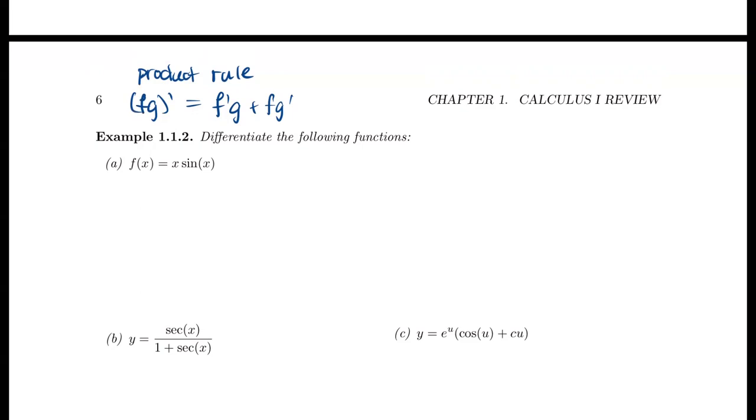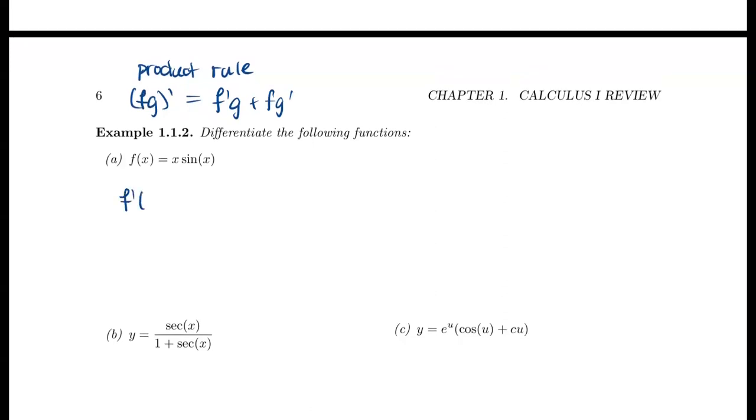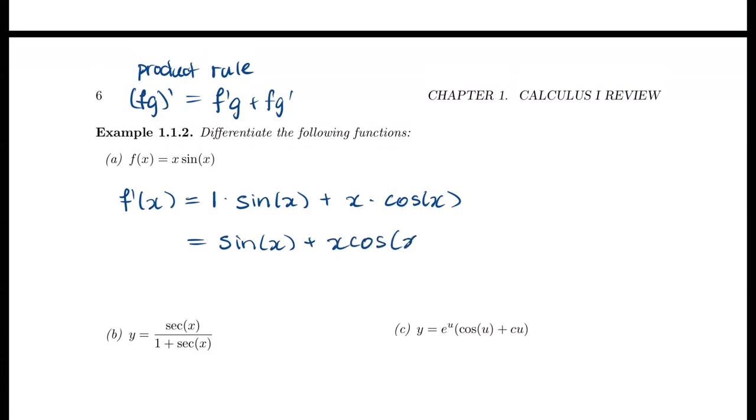So if our f is going to be x and our g is going to be sine of x, then the derivative f prime of x is simply going to be the derivative of x, which is 1, multiplied by sine of x, plus x multiplied by the derivative of sine, which is cosine of x. And if you want to simplify things, it's just going to be sine x plus x cosine of x. And that's all for this one.